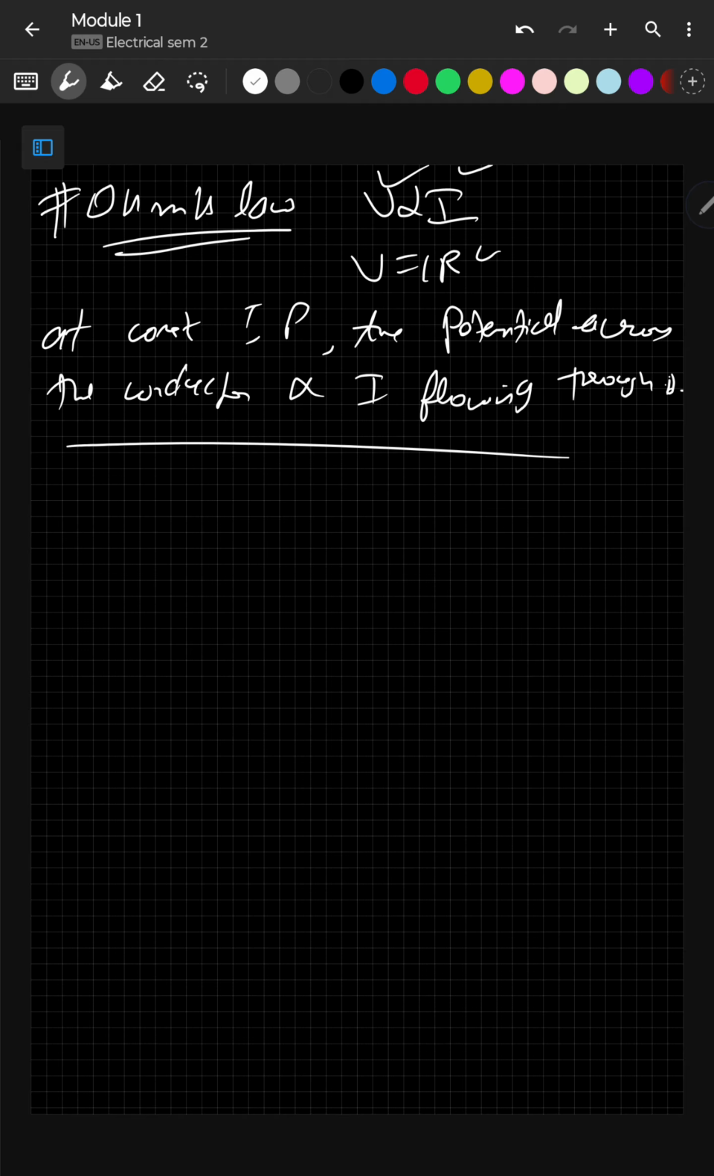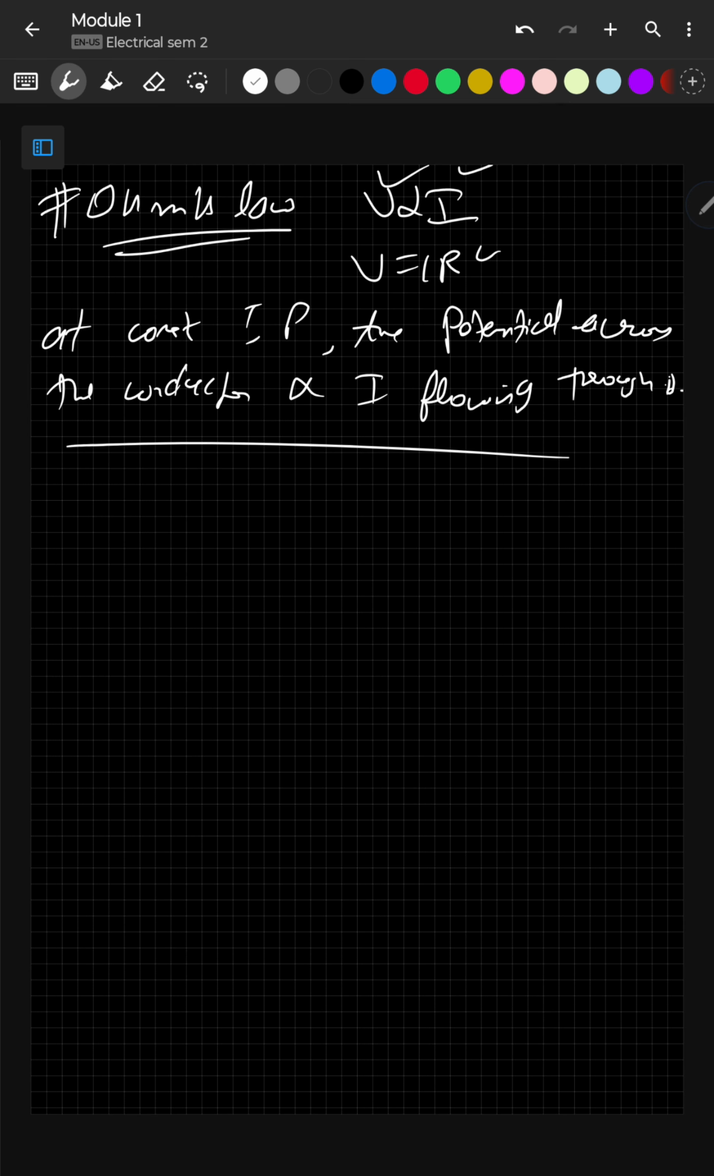Remember, V is directly proportional to I. Saying I is directly proportional to V would be wrong, because then if you let I equal V, the whole formula goes wrong. So this is wrong. Don't write like that. Remember, V is directly proportional to I.